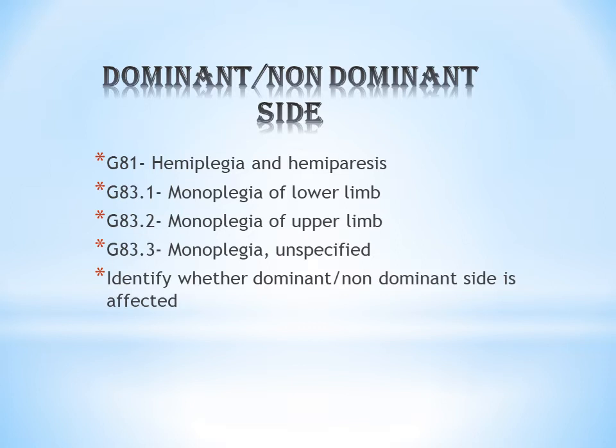So for taking codes for hemiplegia and monoplegia, we have to identify which is the dominant and non-dominant side of the patient and also which side of the patient is affected. Two things you have to keep in mind: first, identify which is the dominant side and which is the non-dominant side, and second, which side is affected. Usually for the majority of people, the right side will be dominant. So if the right side is dominant, then we automatically consider the left side as non-dominant.